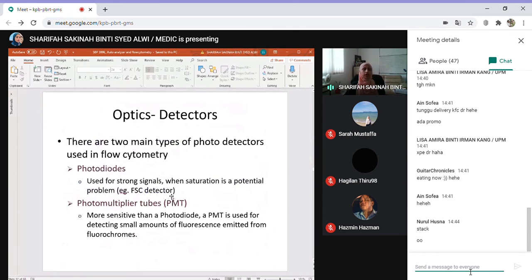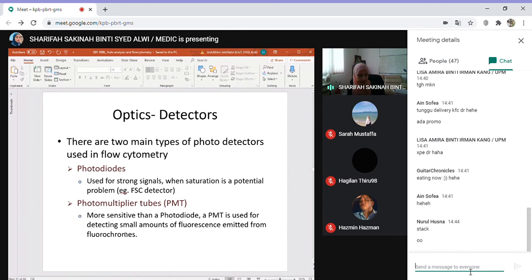Let's look at the optics, or what we call detectors. There are two main types of photodetectors used in a flow cytometer: photodiodes and photomultiplier tubes. Photodiodes are used for strong signals, when saturation is a potential problem. Photomultiplier tubes, or PMT, are more sensitive than photodiodes. The PMT is used for detecting small amounts of fluorescence emitted from fluorochromes.